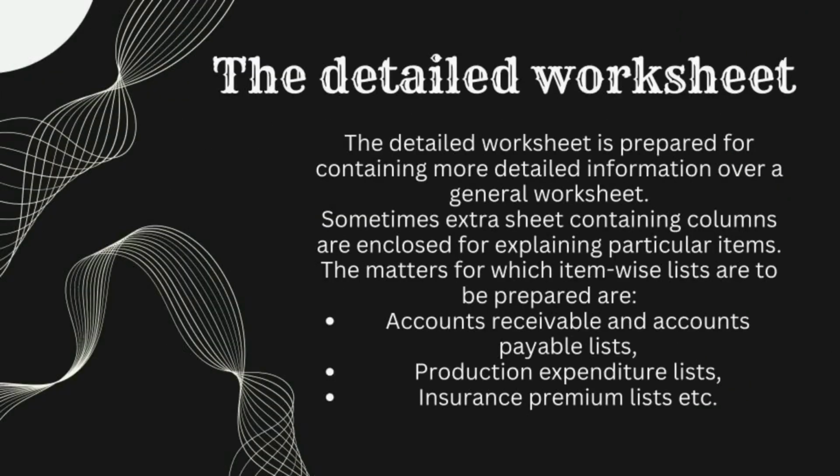The second one is the detailed worksheet. The detailed worksheet is prepared for containing more detailed information over general worksheet. The matters for which item-wise lists are to be prepared are accounts receivable and accounts payable list. The second one is the production expenditure list, and the third one is the insurance premium list, and etc.